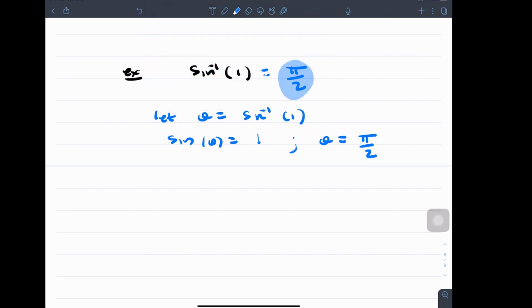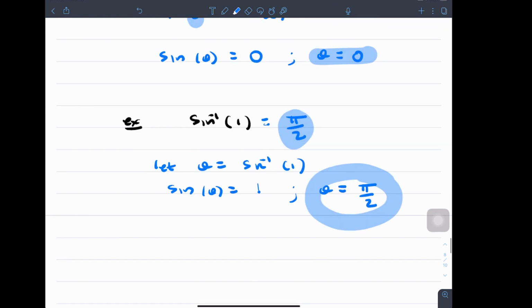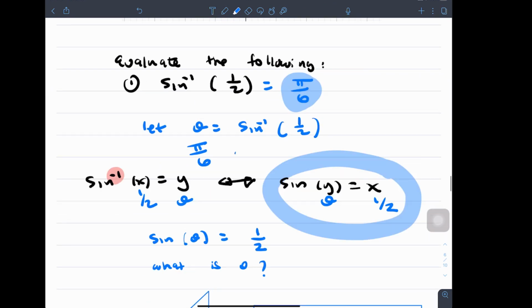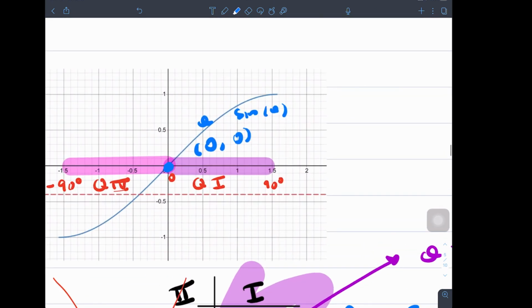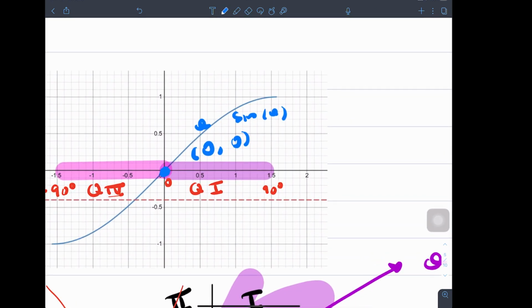Maybe you just have to go back to the sine curve. Right over here, you're talking about this point. That happens when theta, what's 90 degrees again? Pi over 2. And this is where 1 would be. Okay, easy breezy, lemon squeezy.